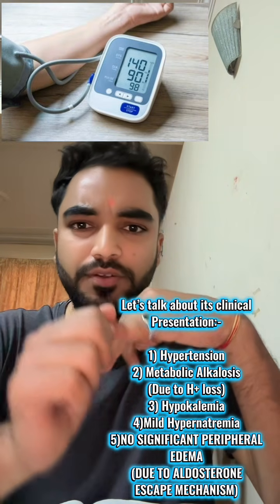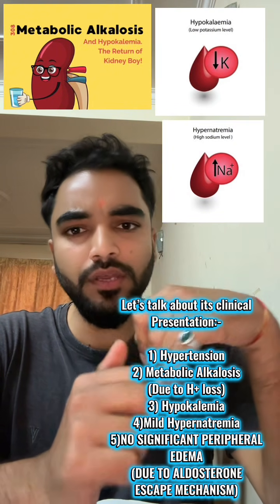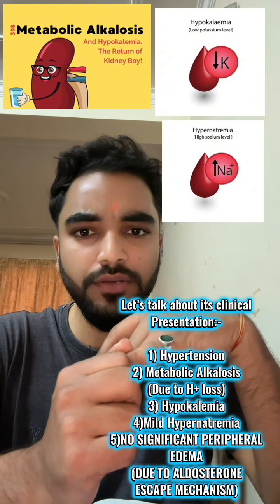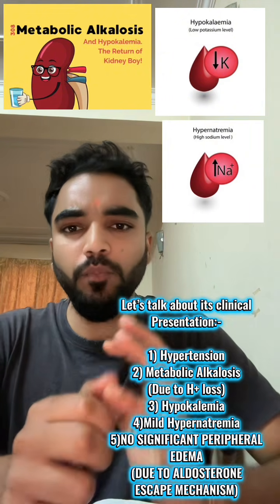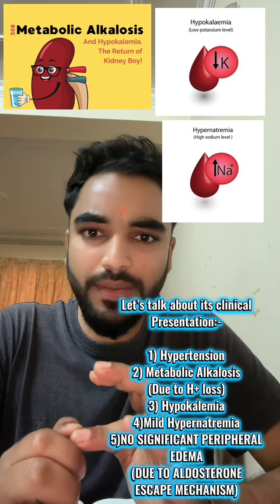So the patient will present with hypertension, metabolic alkalosis, hypokalemia, mild hypernatremia. Now, why metabolic alkalosis? Because aldosterone will secrete out potassium and H plus from the body, so there will be less H plus in the body, so that will lead to metabolic alkalosis.